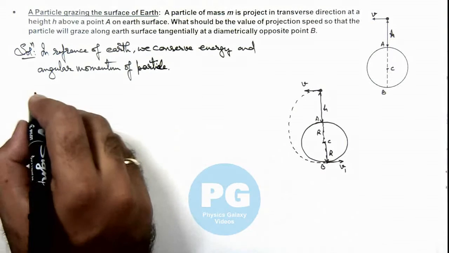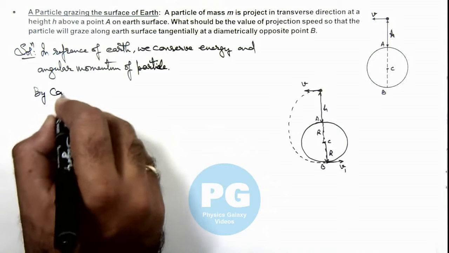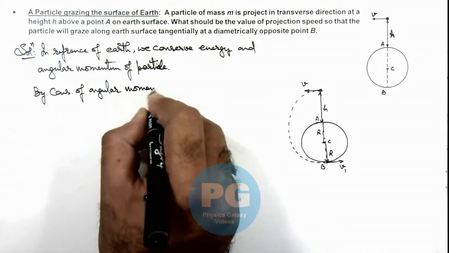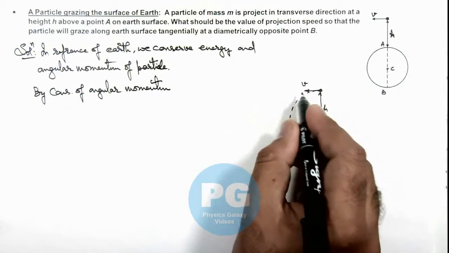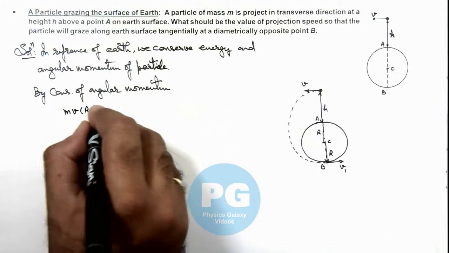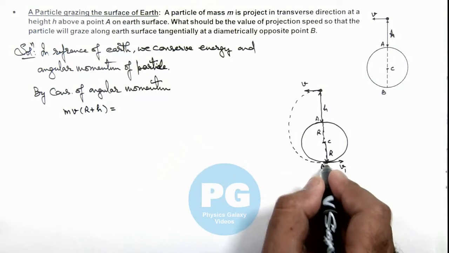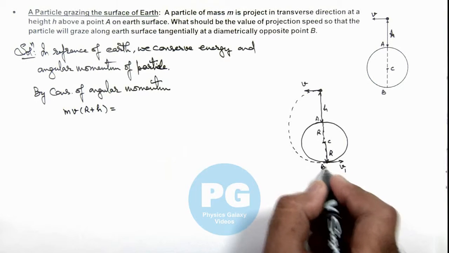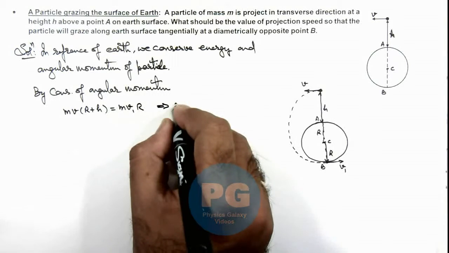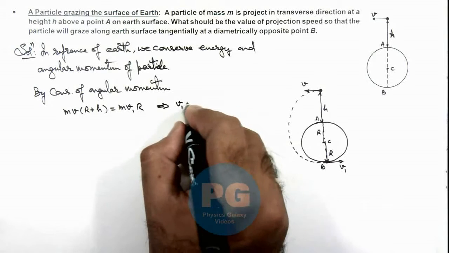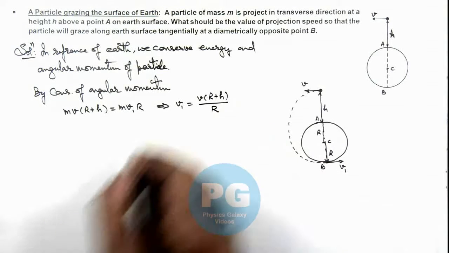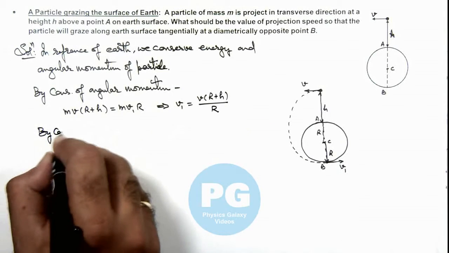So in this situation we can write, by conservation of angular momentum, at the initial point, if it is thrown at a speed v, angular momentum will be mv(r plus h), which must be equal to the angular momentum at the other point, where it is tangentially grazing the surface of Earth at point B, which is mv1r. This gives us the value of v1, the speed at point B, which is equal to v(r plus h) by r.